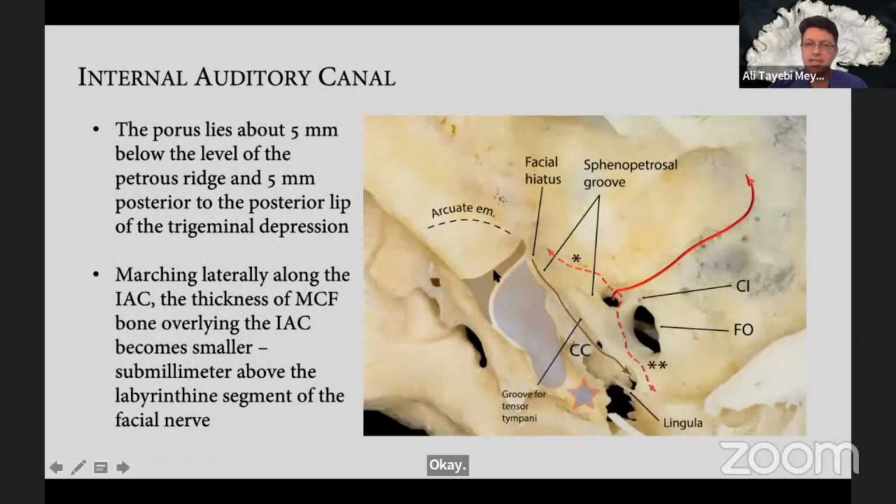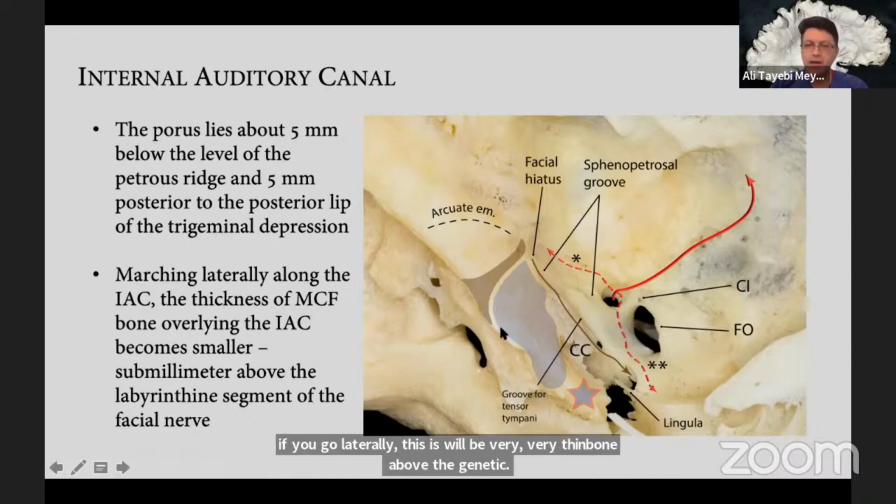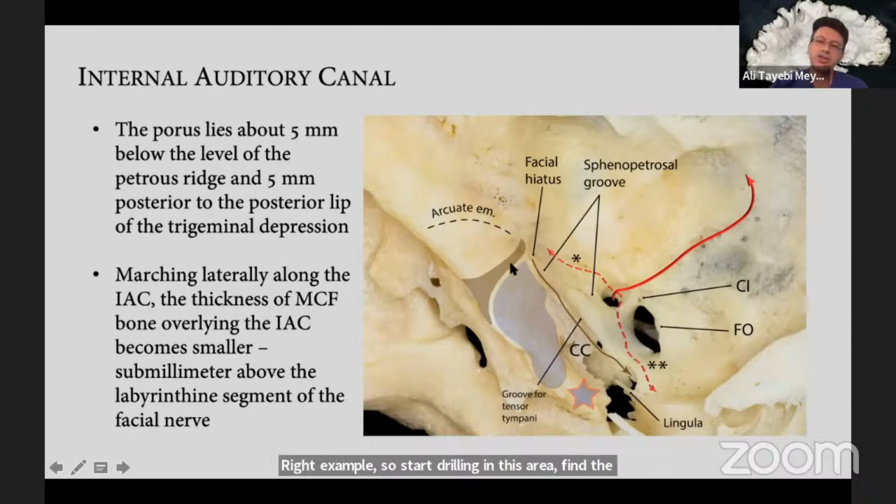So this is the internal auditory canal. In order to expose the dura here, you have to drill about 5 millimeters. Everything is in the rule of 5 almost here. But if you go laterally, there will be very thin bone above the geniculate angle. So start drilling in this area, find the dura of the IAC, and then gradually go anteriorly and laterally. And remember that line between the foramen ovale, lateral aspect, and the upper dural transitional fold, and do not go any lateral to that to protect the cochlea.